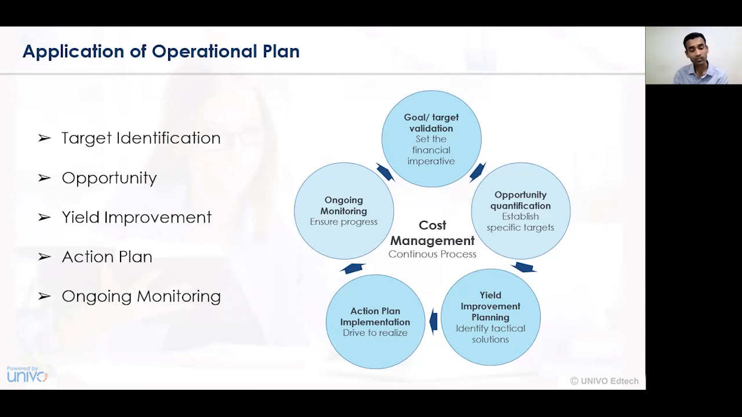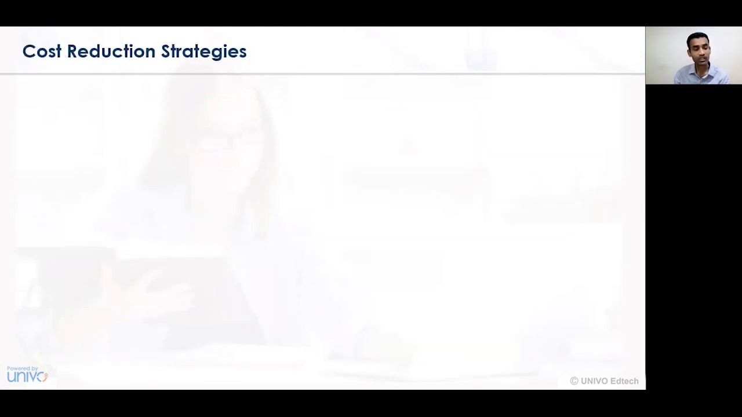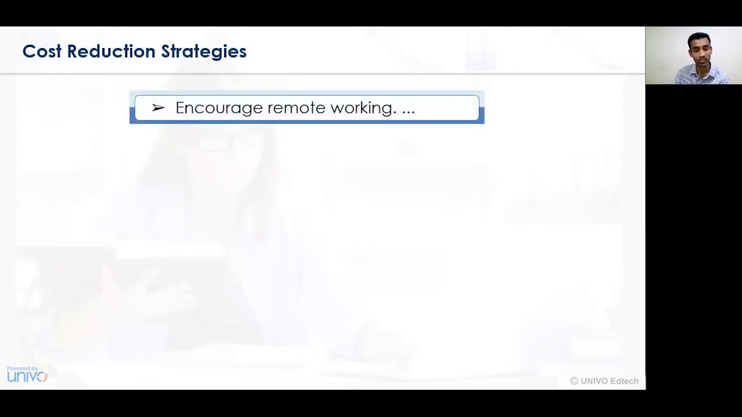So ensuring smooth functioning of all the processes and activities is essentially required, and ongoing, that is continuous, monitoring is essentially necessary. Now let's understand what the various cost reduction strategies are. The various cost reduction strategies that an organization can implement are: number one, encouraging remote working.